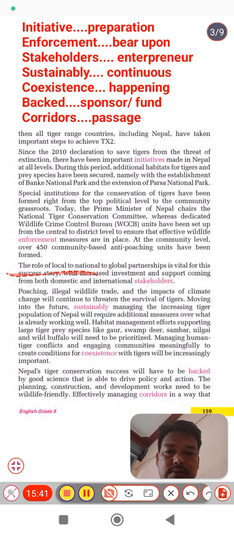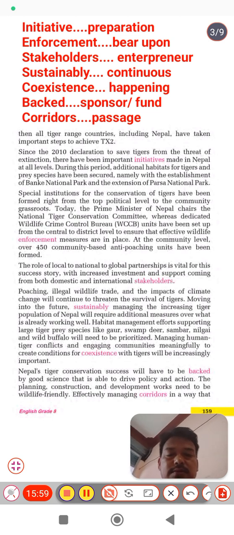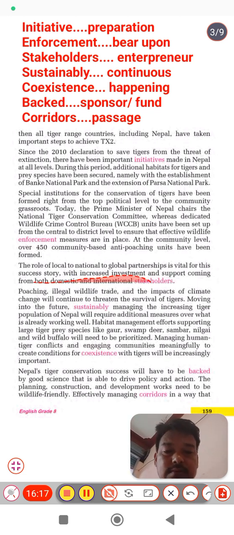Now, the role of the local to national to global partnership is vital for this success story, with increased investment and the support coming from both domestic and international stakeholders. Stakeholders means the entrepreneurs. Yes, for this success, students, the participation from both local and national levels is very important. Yes, of course, both must play a vital role in order to conserve the tiger.